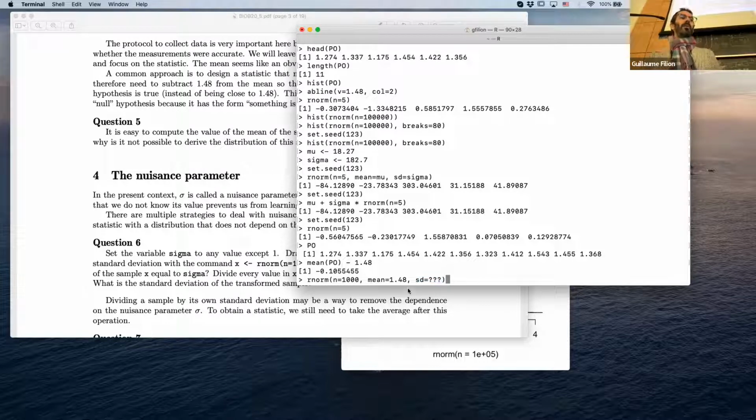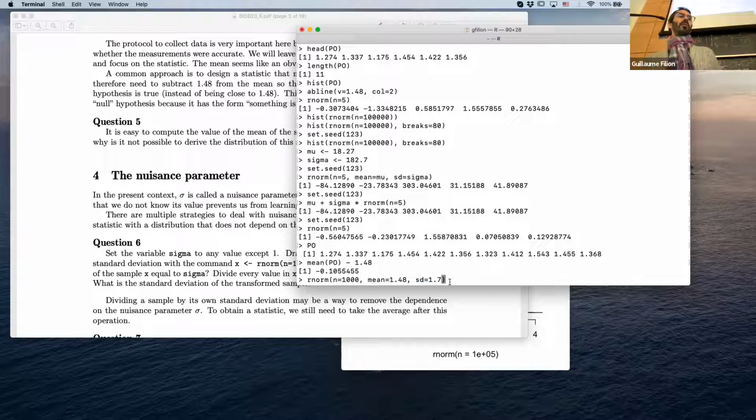So we could have a null hypothesis that says the mean is 1.48 and the standard deviation is 1.7, whatever that is. Then I would say, okay, if it's in the null hypothesis, that's easy. I just do that and here we go. But if I reject the null hypothesis, will it be because I've got the wrong mean or because I've got the wrong standard deviation? I won't be able to tell.